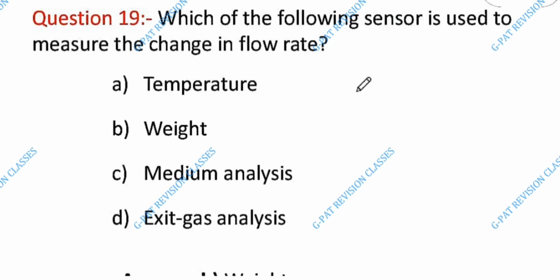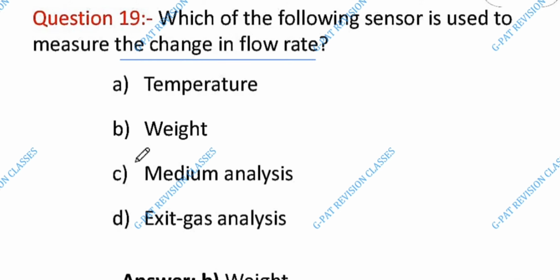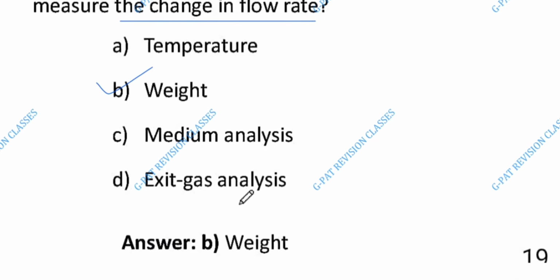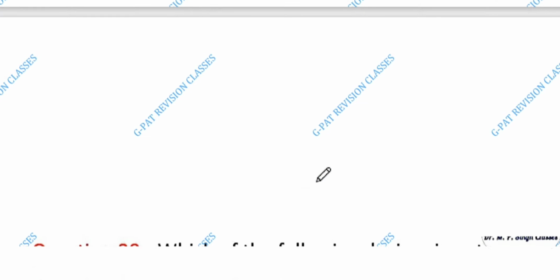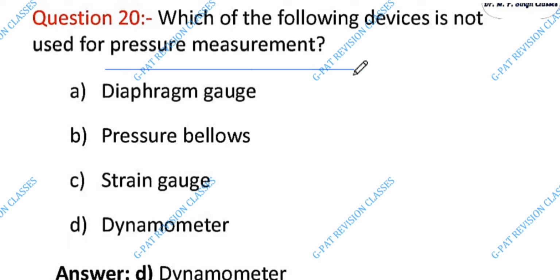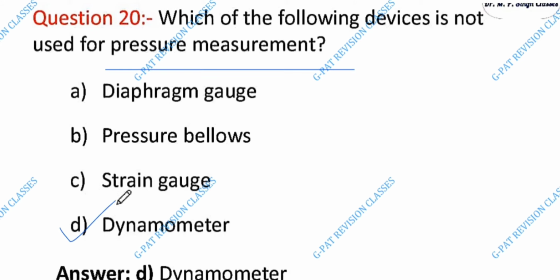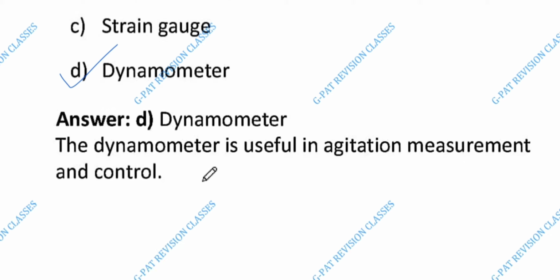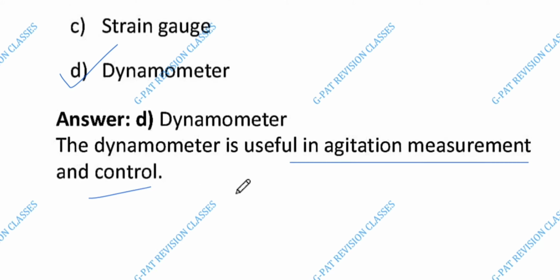Okay. Next is question number 19. Which of the following sensors is used to measure the change in flow rate? The answer is B. Weight. Next is question number 20. Which of the following devices is not used for pressure measurement? The answer is D. Dynamometer. Dynamometer is useful in agitation measurement and control.